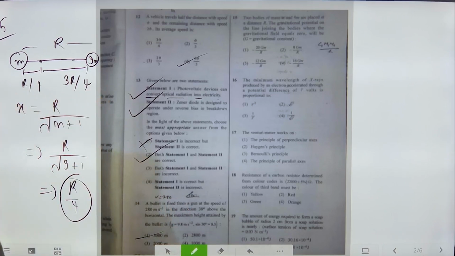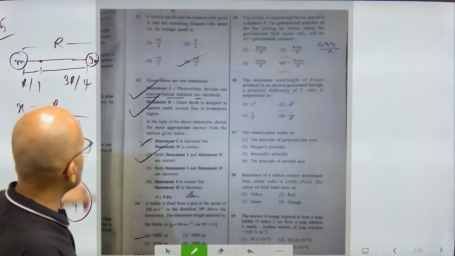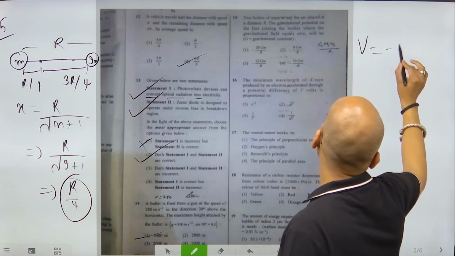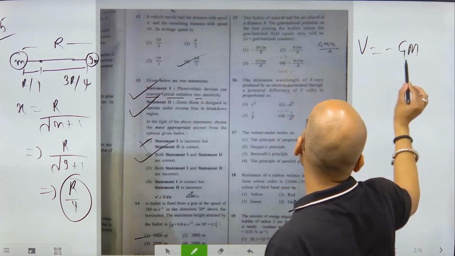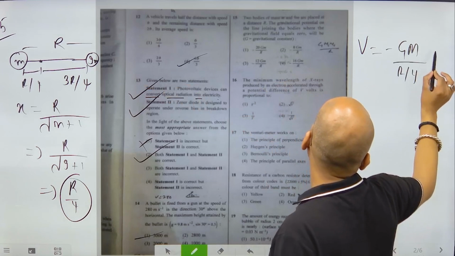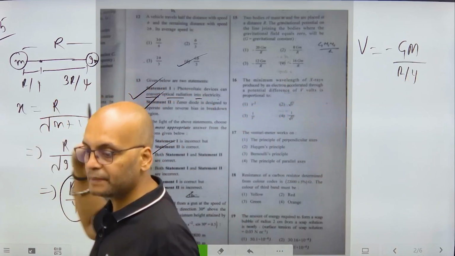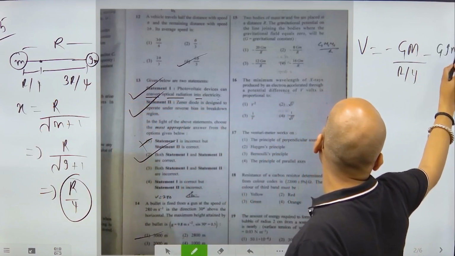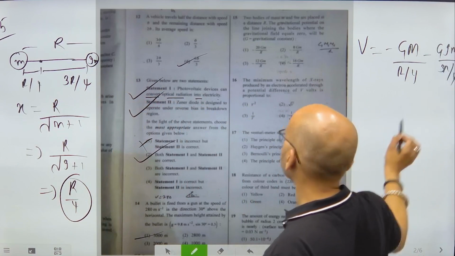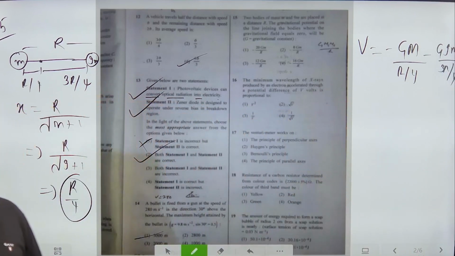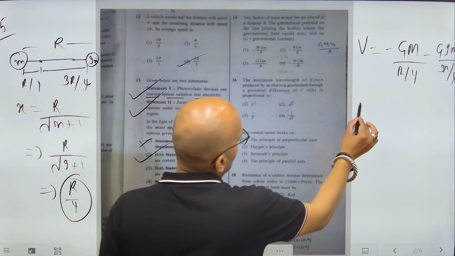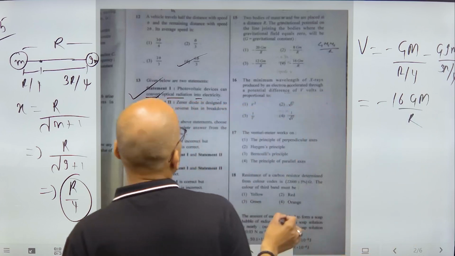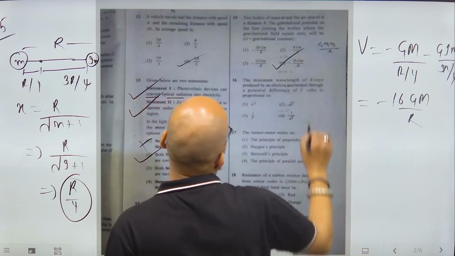Now we know the distances. We can directly find out the potential. Potential is equal to minus Gm for first mass upon r by 4, and potential for this will be minus G into 9m upon 3r by 4. You can solve it. On solving, you will get minus 16 Gm upon r. So option 4.